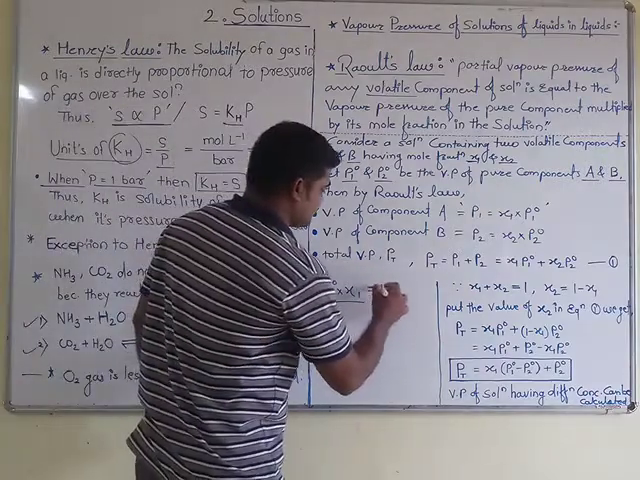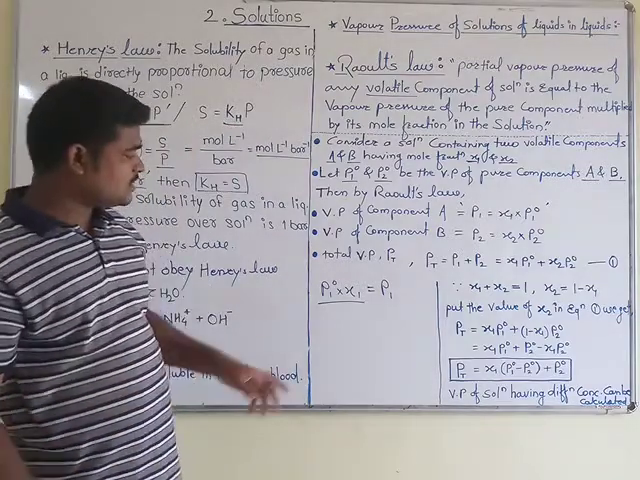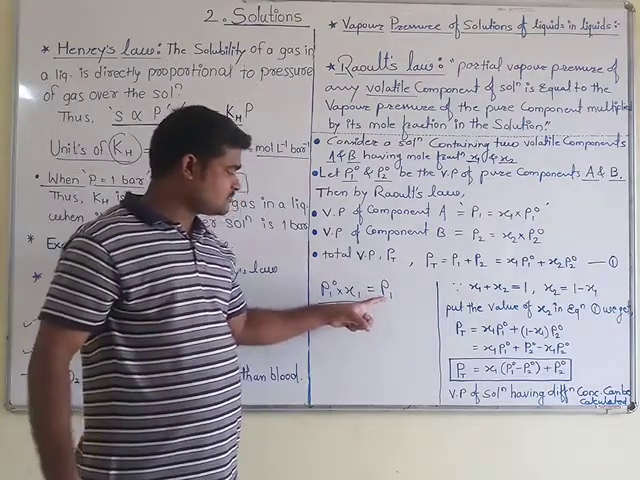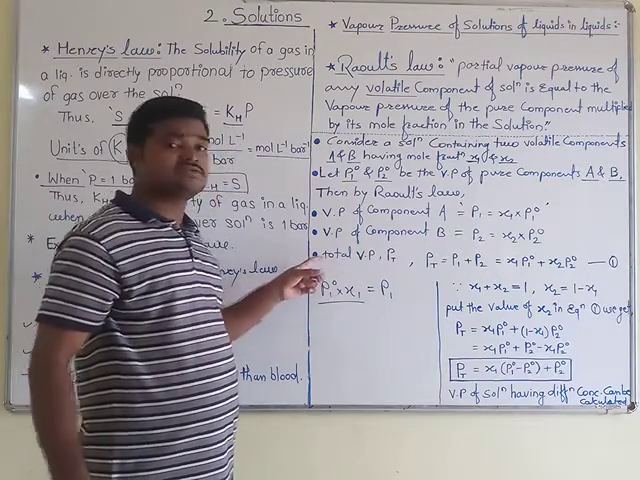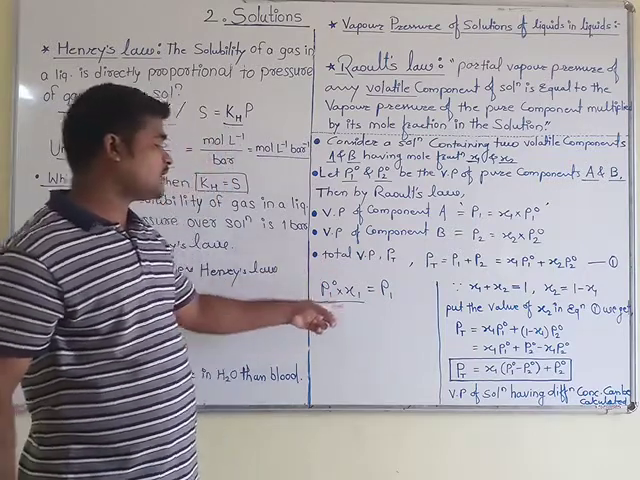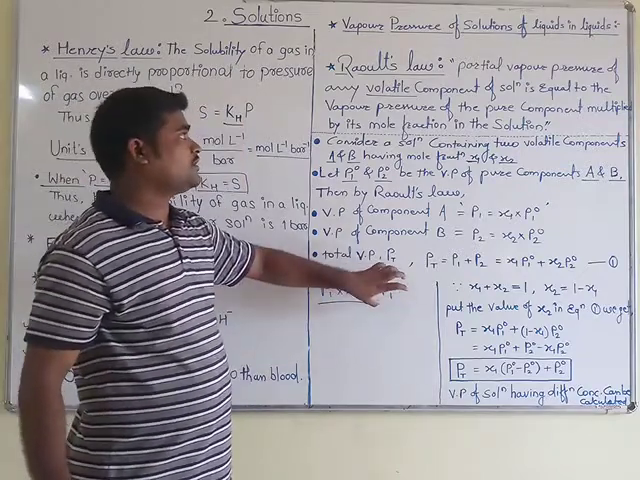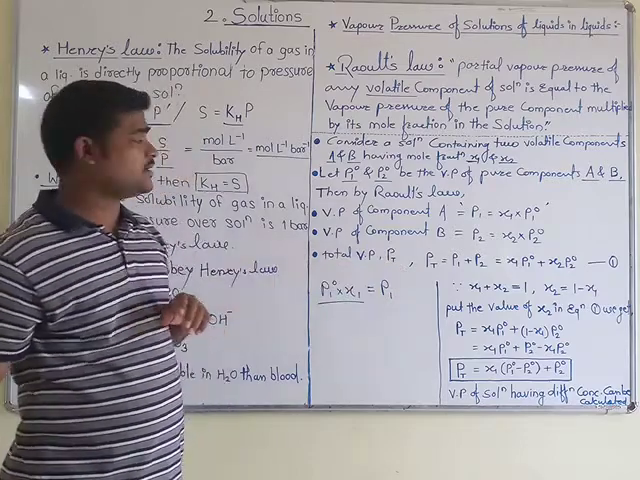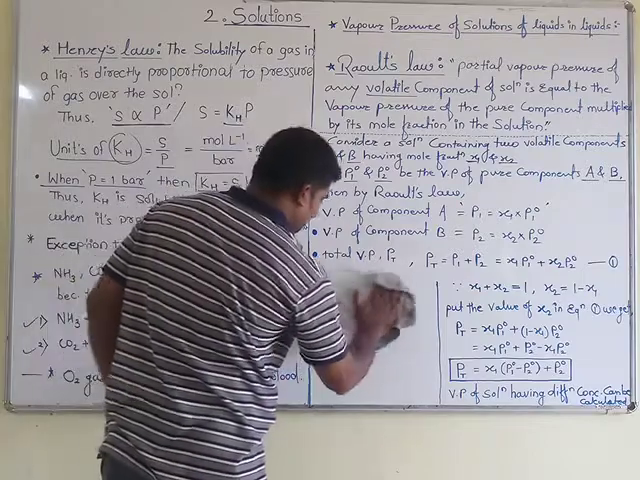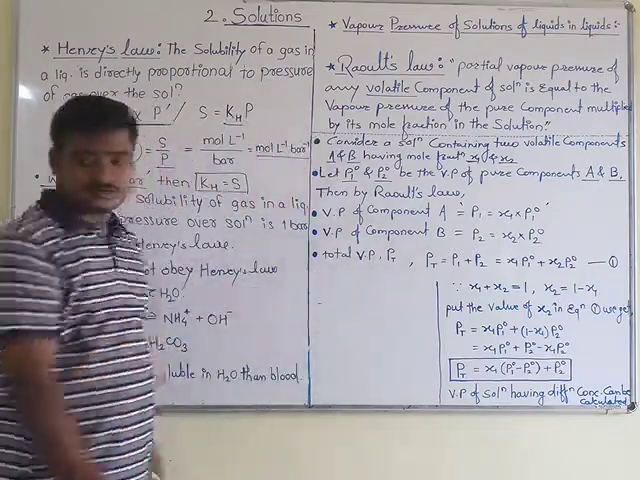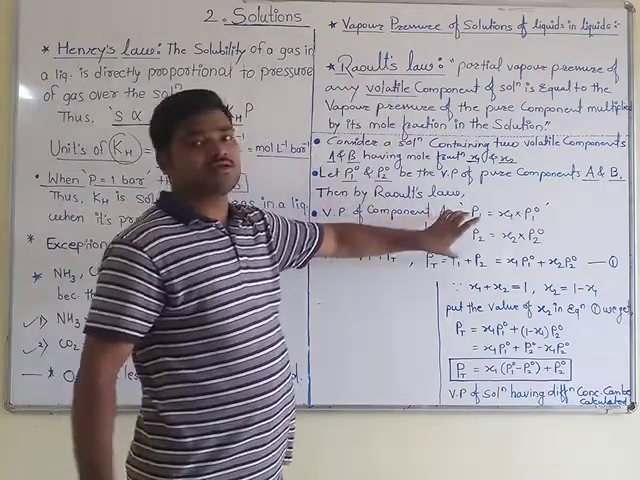This is nothing but the partial vapor pressure of the first component. So here we can write: P1 is equal to P10 multiplied by X1. P10 is the vapor pressure of the pure component and X1 is the mole fraction. Its product is nothing but the partial vapor pressure. So these are the terms you should know in detail for your better understanding. Now, according to this statement we have written here.